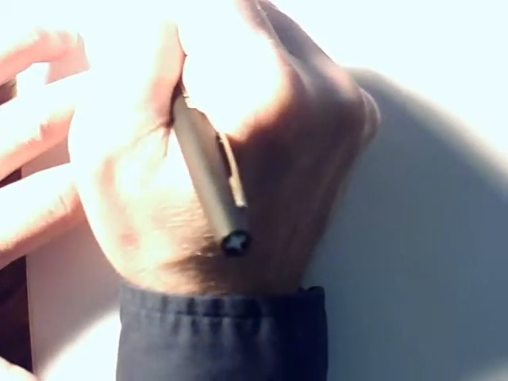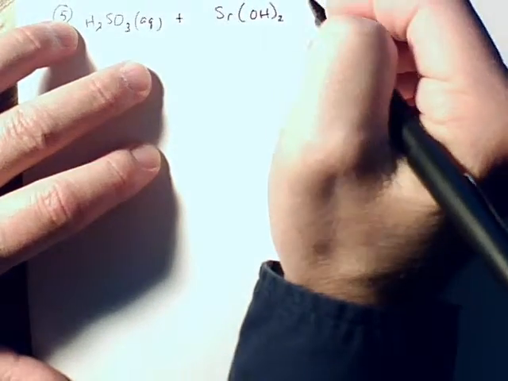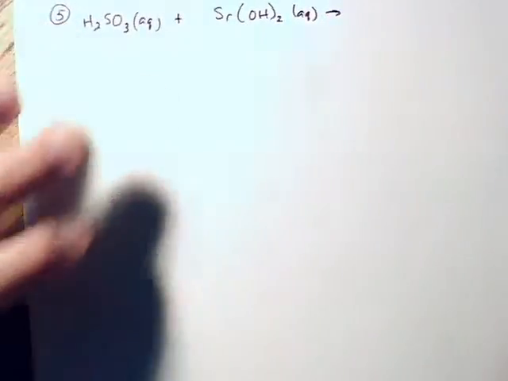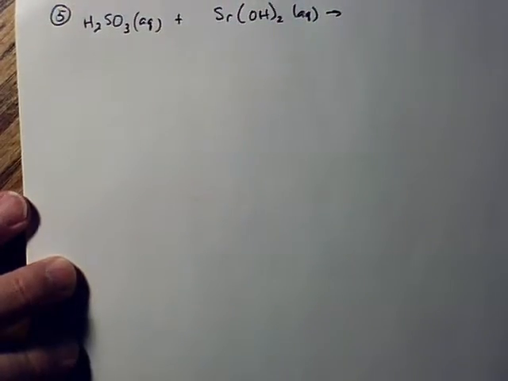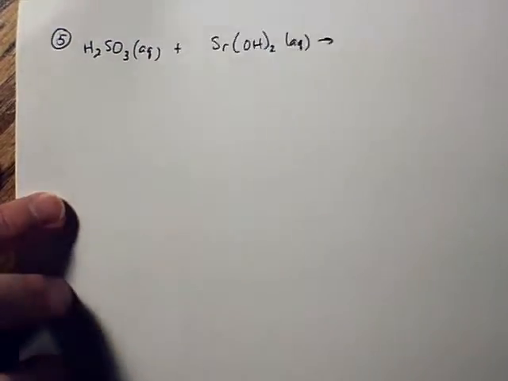So we get H2SO3. And we got strontium hydroxide, Sr(OH)2, and that's also aqueous. Okay. So we're ready to figure out now whether this is going to go forward or not.